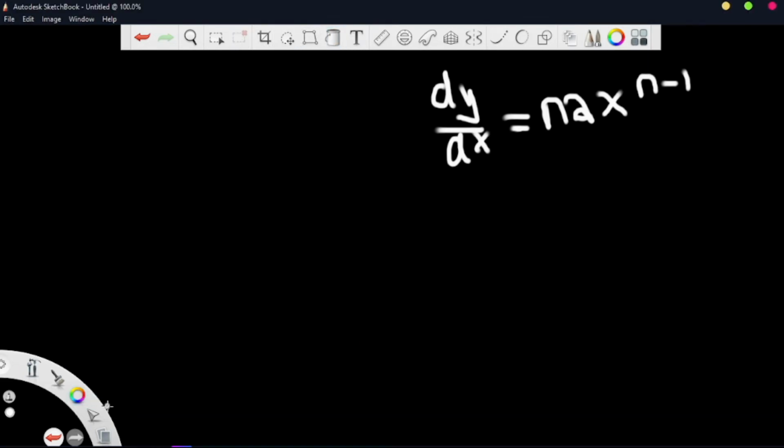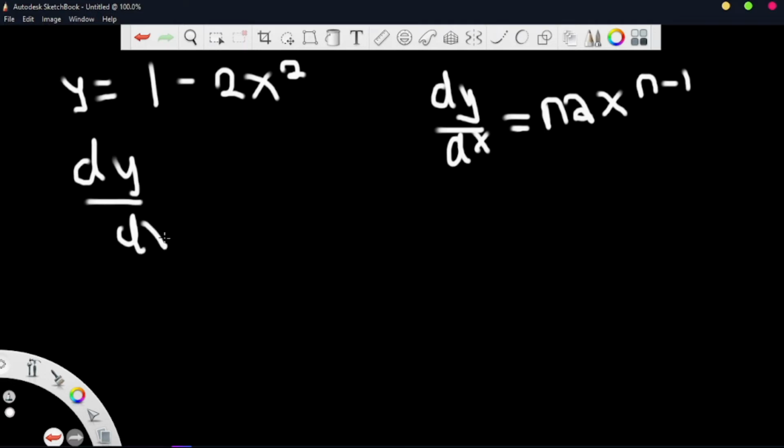Let's go ahead and try out another example. Let's say we have been given y is equivalent to 1 minus 2x squared. The derivative of any constant is 0, so I'll have my dy dx, and then this will be 0, and then I'll have my 2 power multiplying my 2, and then I'll have my x to the power 2 being subtracted by 1.